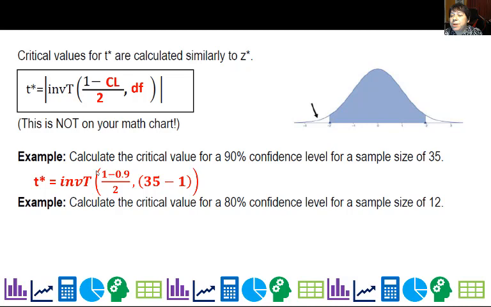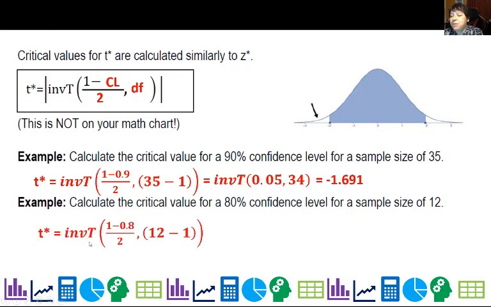We'll do a 90% one. So 1 minus 0.9 over 2. And my degrees of freedom is 35 minus 1. That works out to 0.05 and 34. And I get negative 1.691. I'll be using the positive, because I know there's a positive on that side as well. And actually, we use them both to do the interval. All right, let's do the 80%. Inverse t of 1 minus 0.8 over 2. And then my degrees of freedom is 12 minus 1. So that's what I enter in the calculator. And I get negative 1.363.